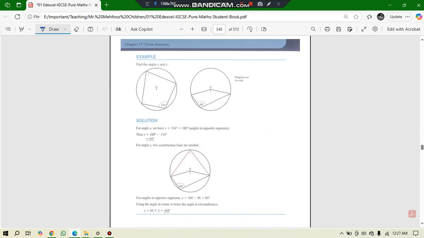Okay, next is the example. So that's so simple. x plus 116 is equal to 180. So what is the value of x? That is 64. That is so simple.